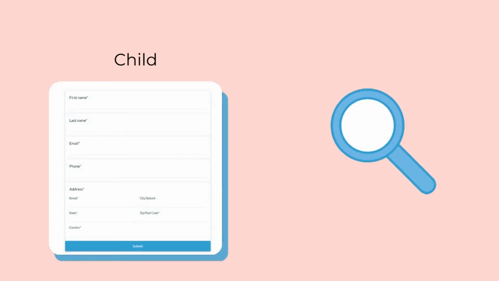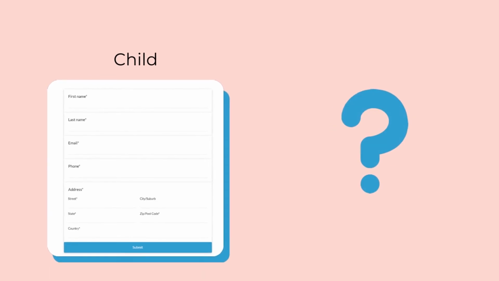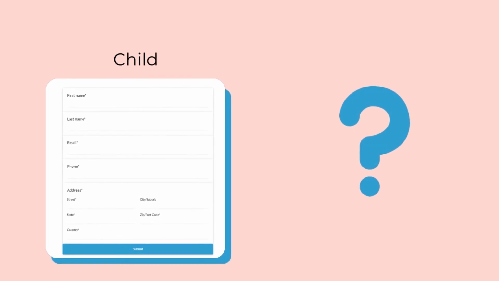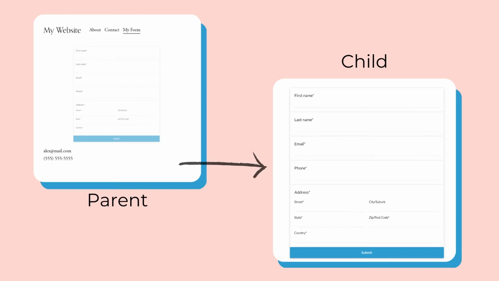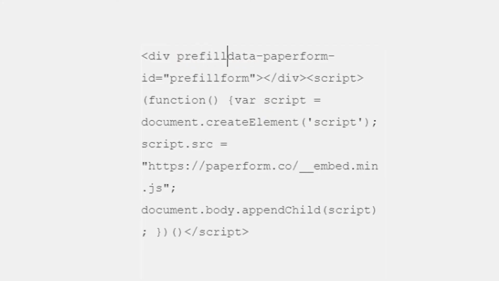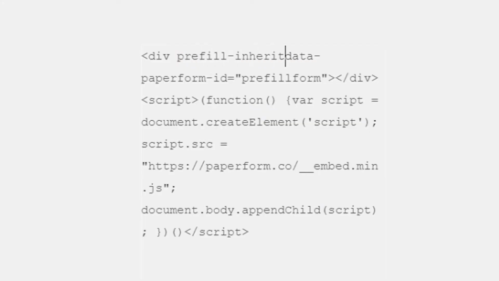Since the URL in the browser refers to the parent, prefilling works slightly differently. The child looks to itself for the query string, however, it doesn't find it. This can be easily solved. We can just inherit the query string from the parent. To accomplish this, we can modify the embed code to include prefill inherit. This signals to the embed that we want to prefill by inheritance and capture the query string of the parent's URL.